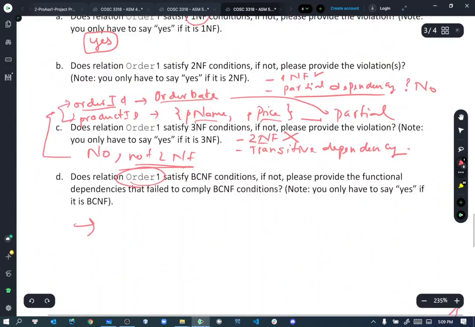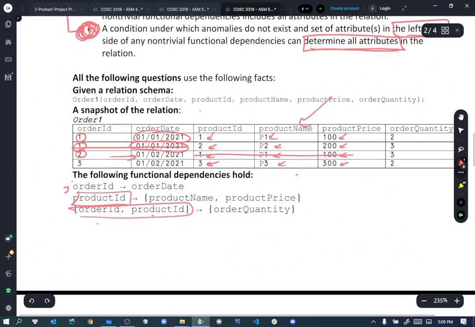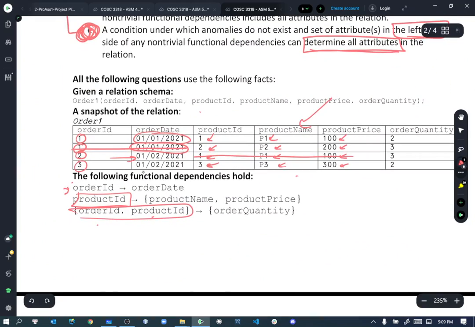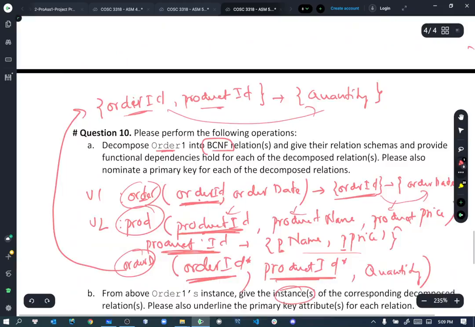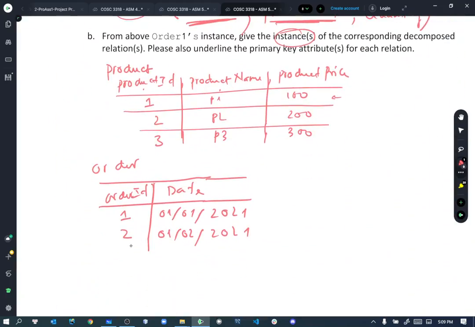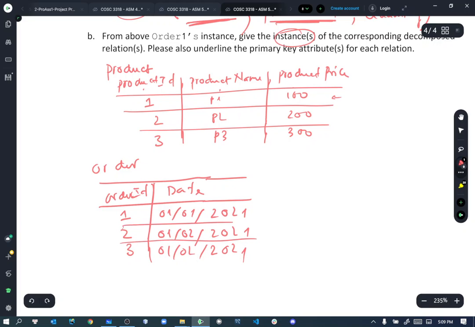Then you also have order number 3. Okay, yep, still the second day of the year, so you have order number 3, 01 02 2021. Again, you don't have to repeat the order 1 information, so you save space. And the order ID here is unique, product ID here is unique, so it's primary key, super key as well.